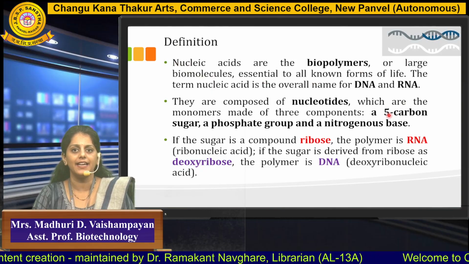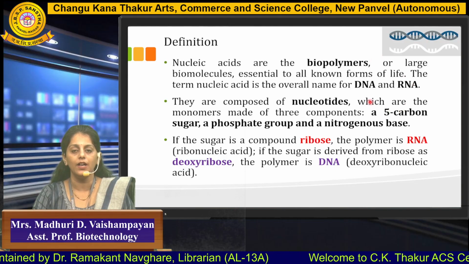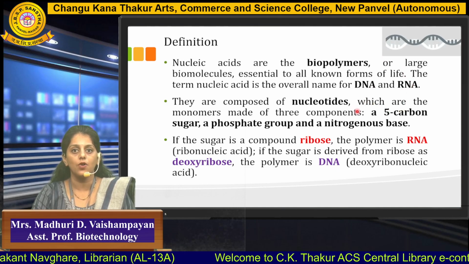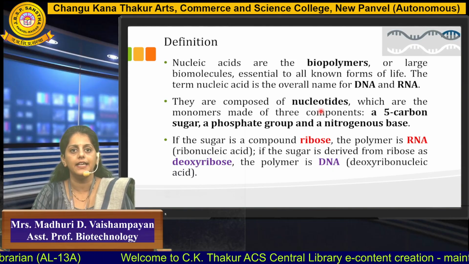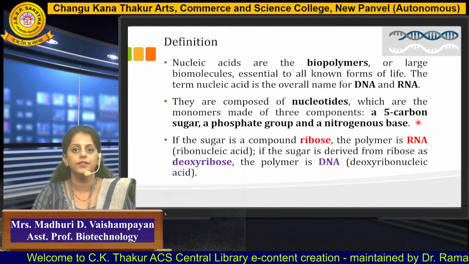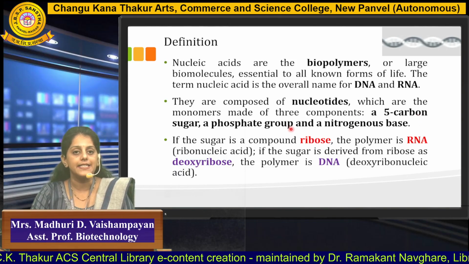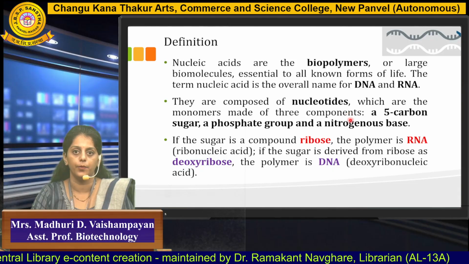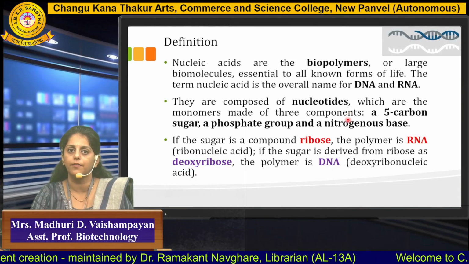They are basically categorized into two types. One is your DNA molecule and another is your RNA molecule. They are composed of nucleotides. Whenever we are talking about nucleotides, it is a combination of three important components. What are these components? The first is a 5-carbon sugar. The second is a phosphate group, and the third is a nitrogenous base. We are going to study each component one by one.